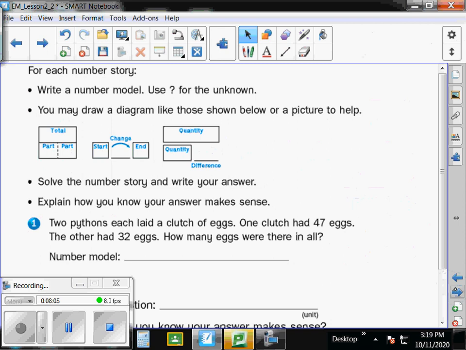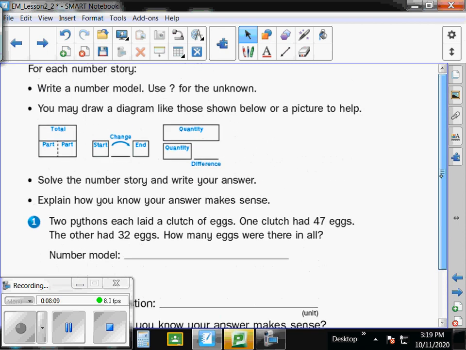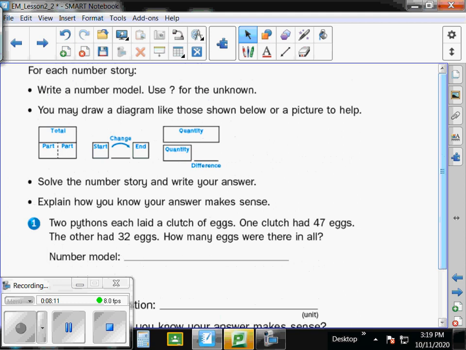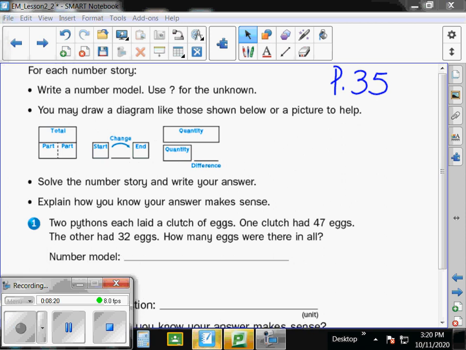All right, so now, I don't know if this is in your workbook or not. Let me double check that. I'm going to pause this and double check. All right, yes, ladies and gentlemen, these problems here that we're about to do are on page 35 in your workbook. So if you want to pause the video for a second, get your workbook and turn to page 35, and you can just do it right along with me.